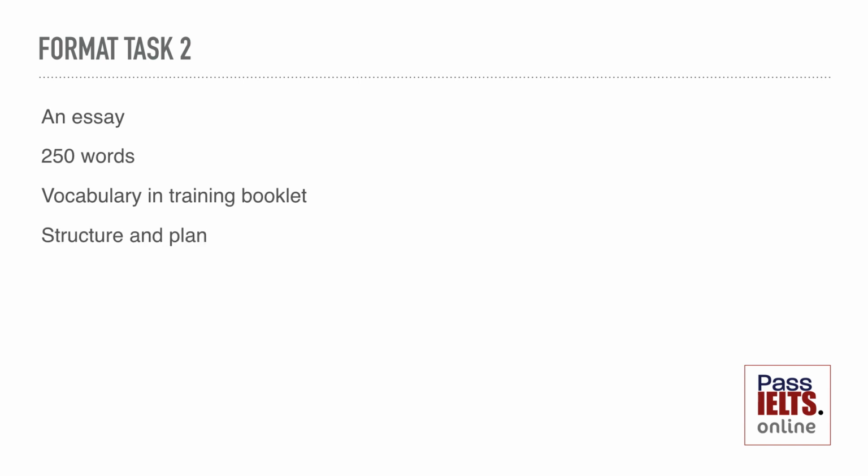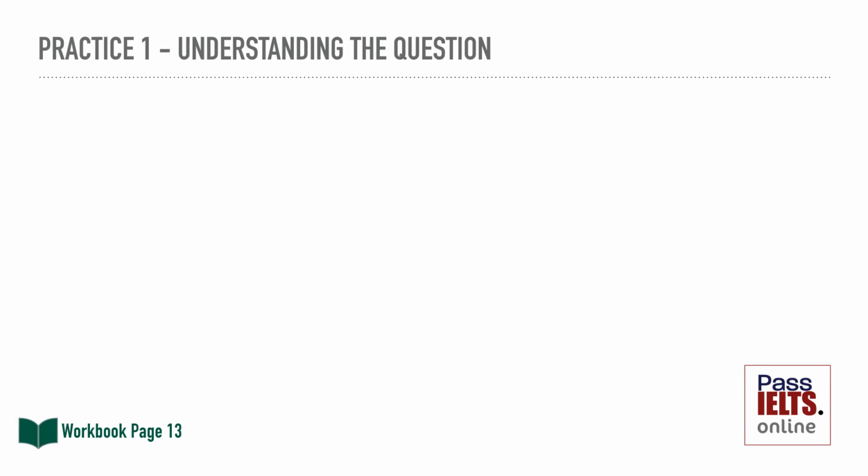First of all, we'll have a look at the format for task 2. Task 2 is an essay in which you have to discuss a given topic and give your own opinions. It is 250 words long and you will find some useful phrases in your training booklet. As with task 1, it is important to have a structure and plan your writing, and that's what we'll be practicing in this lesson. First, we're going to look at a task together, secondly practice once together with my guidance, and then thirdly you will have the chance to practice a task 2 alone.